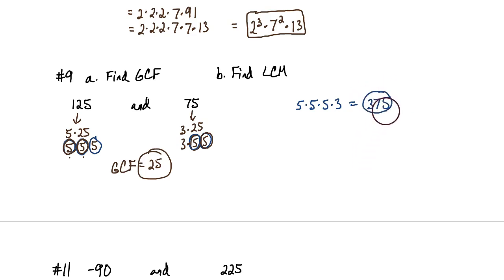This is a multiple of 125. It is 125 times 3. And it is a multiple of 75. This is 75 times 5.